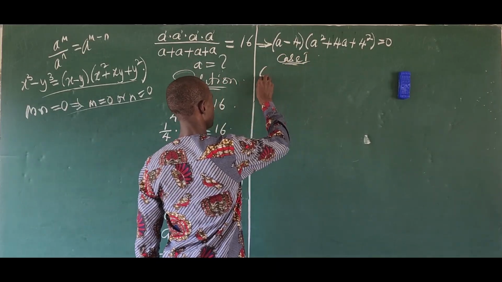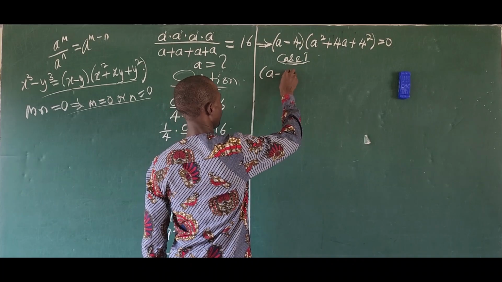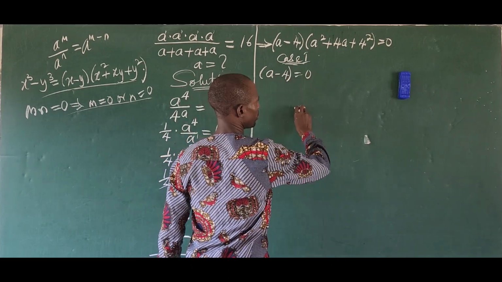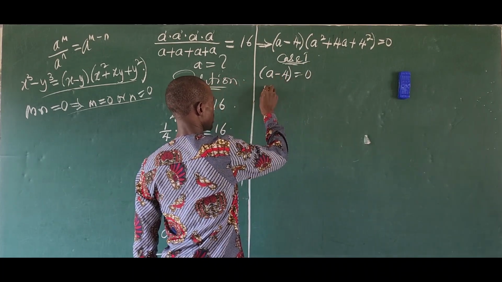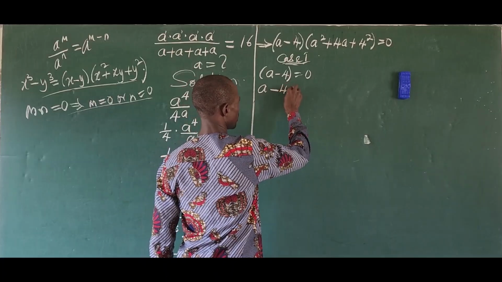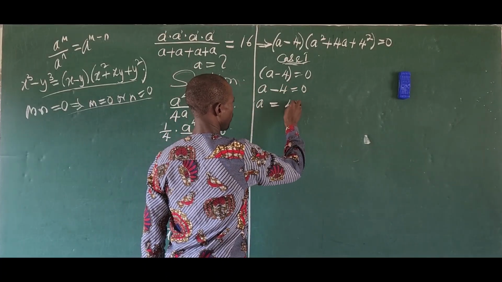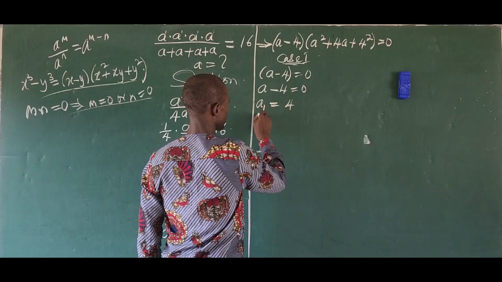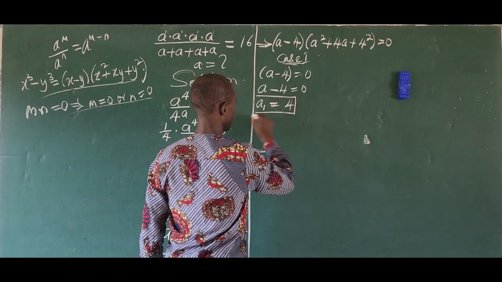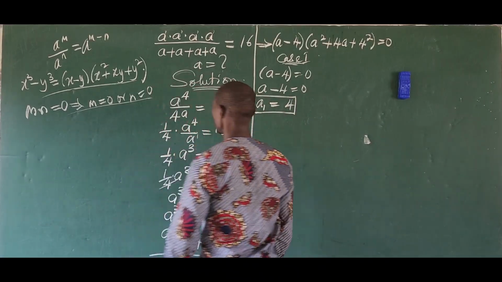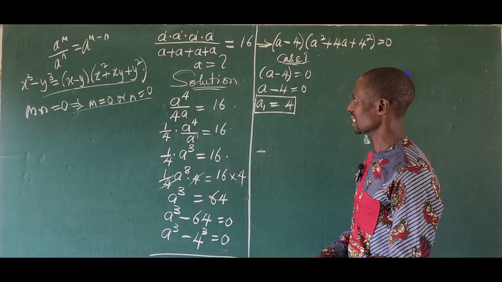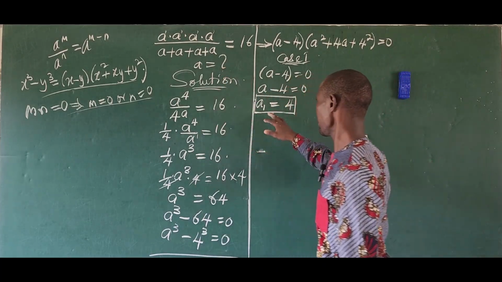Case 1, we're going to have bracket open a minus 4 equal to 0. Then if we open this, it's the same thing as a minus 4 is equal to 0. Send this to this side, so we have a is equal to 4. This is our a1, the first value or the first root that will satisfy this challenge.